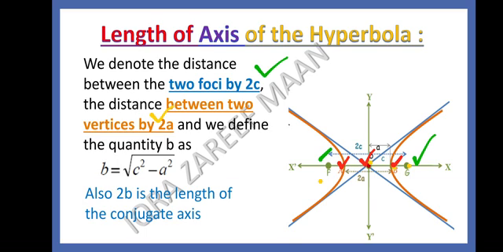The equation that describes b is b equals the square root of c square minus a square. Also, 2b is the length of the conjugate axis. The conjugate axis is the axis that passes through the center and is perpendicular to the transverse axis. Here we have x as the transverse axis and y as the conjugate axis.